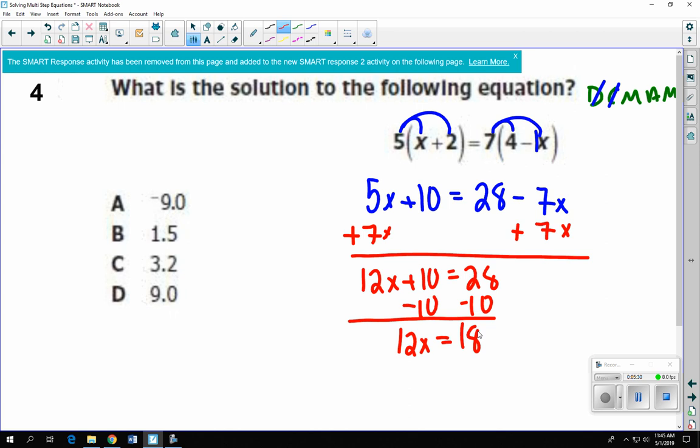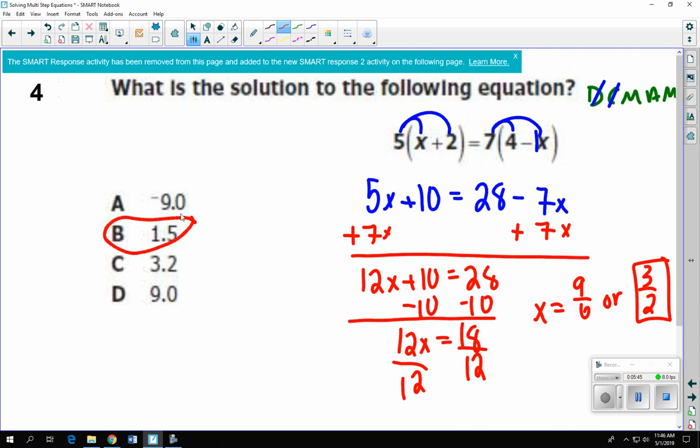I'm going to divide by 12. And I'm going to get x is equal to 9 over 6, or 3 over 2. And 3 over 2 as a decimal does come to 1.5, so my answer is B.